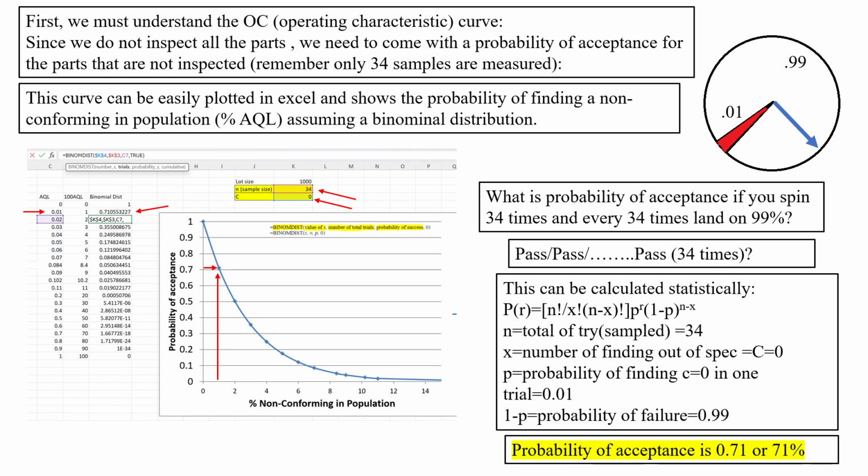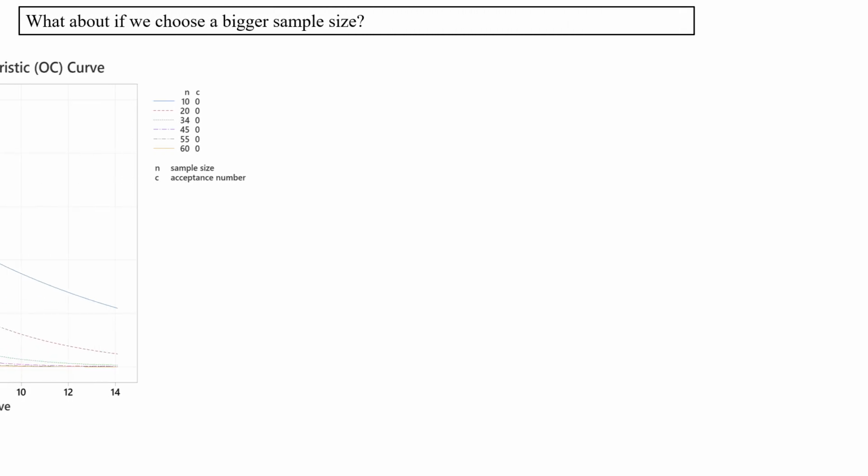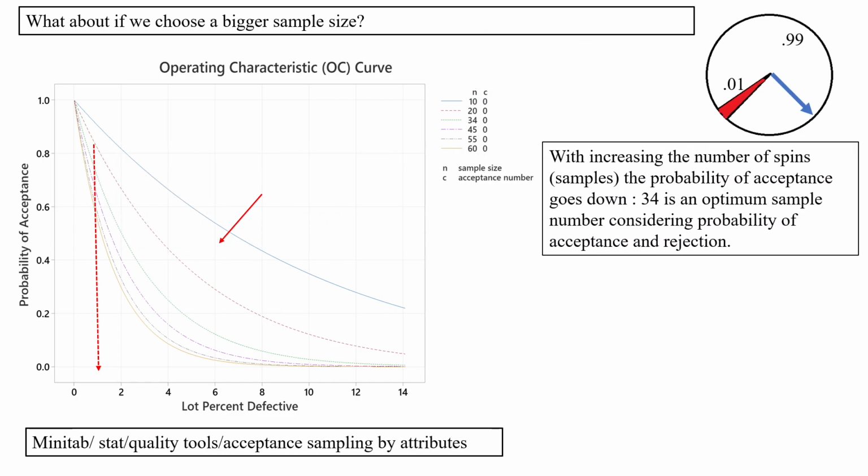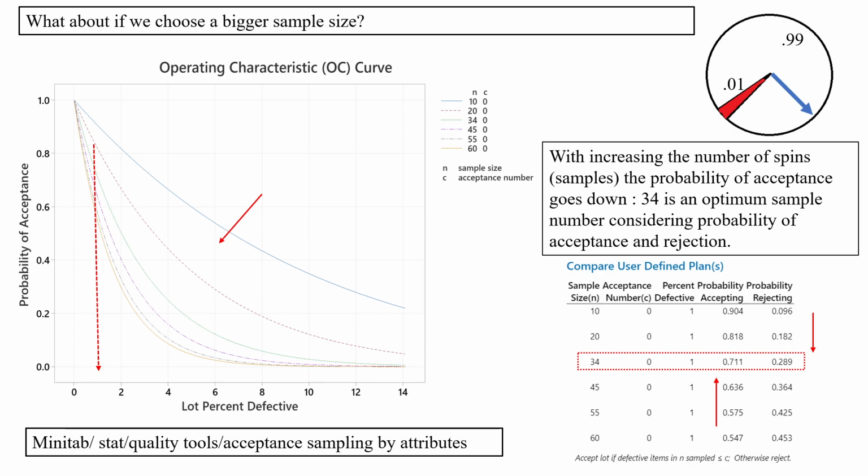I have shown here a snapshot of the Excel spreadsheet that you can use to plot this curve. As you increase the red zone region area, your probability of acceptance goes down. That is kind of obvious because now you have more chance to land on the non-conforming zone. In the next step, you can plot this curve for different sample sizes. So you can use more spinning. Instead of 34, you go to 45, 55, and 60, and then you can plot the curve.